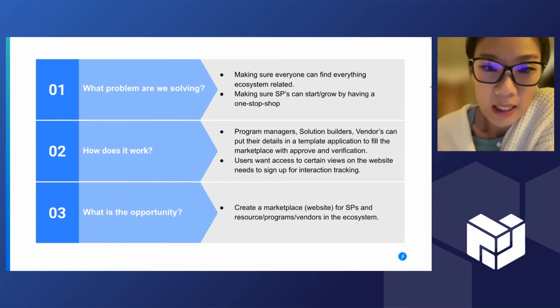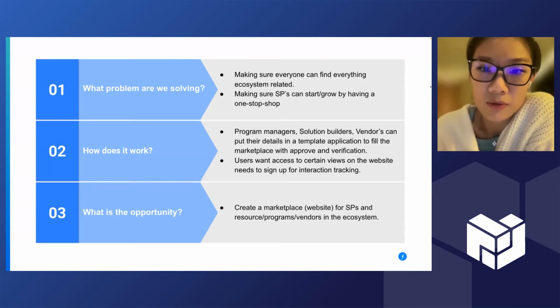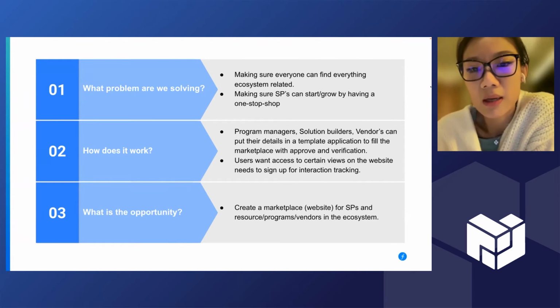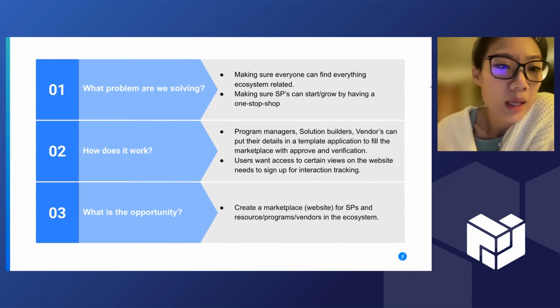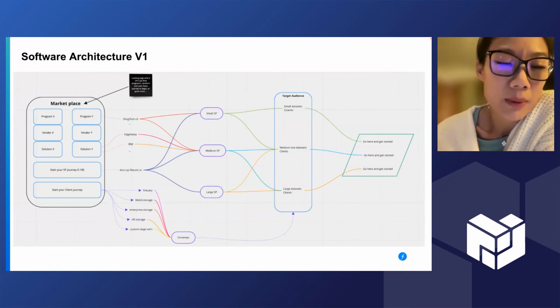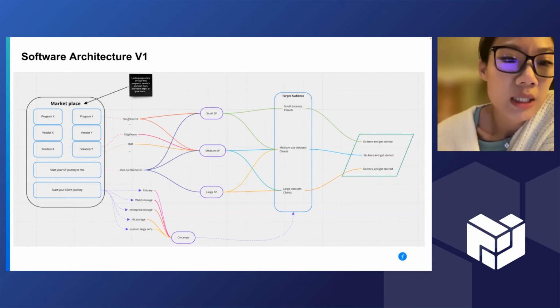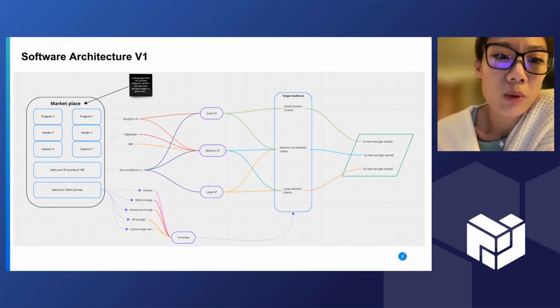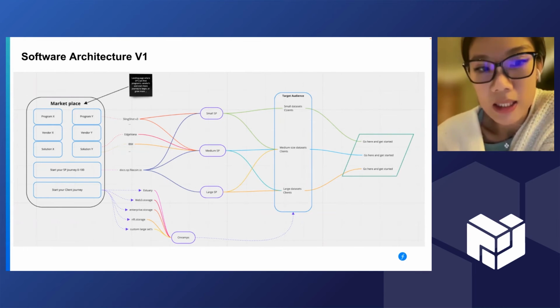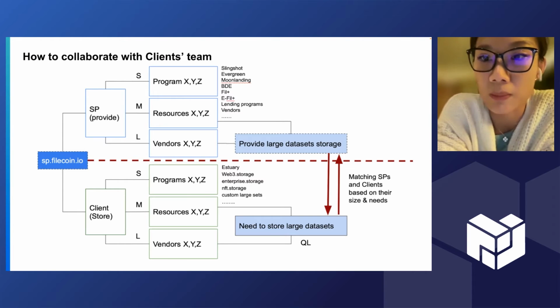And the opportunity, as I mentioned earlier, is to create a marketplace, I could say a website as well, for SPs to get resources and programs or vendors in the ecosystem. So this is the first version of the software architecture that we have in mind. Basically, it's a place that includes program ABC, vendors XYZ, or could be different solutions. But we're going to direct to the SPs and clients by their size. So I would say it's really beneficial for both sides.